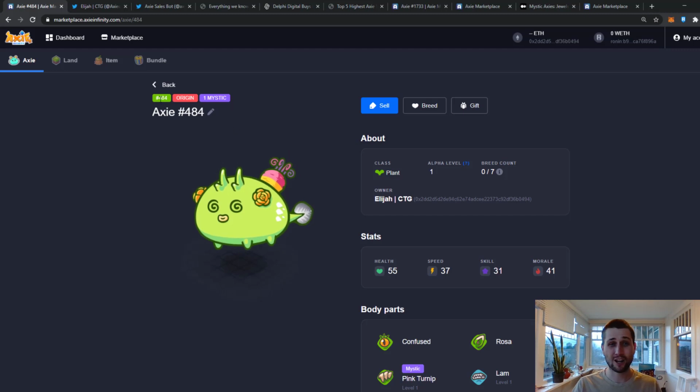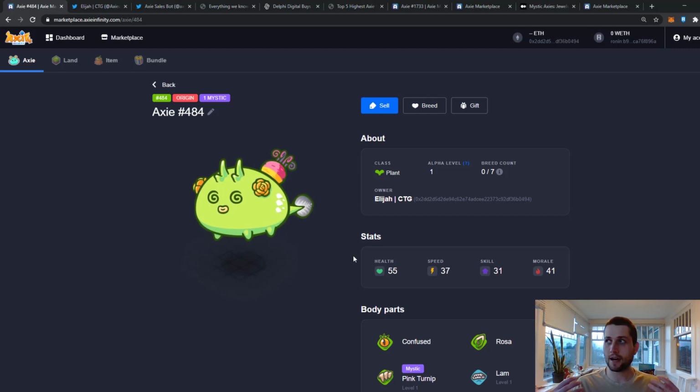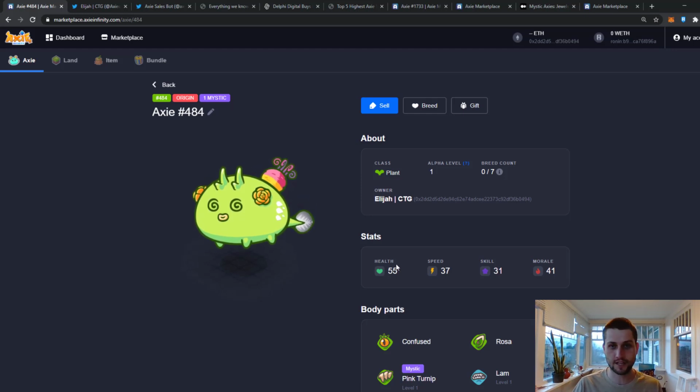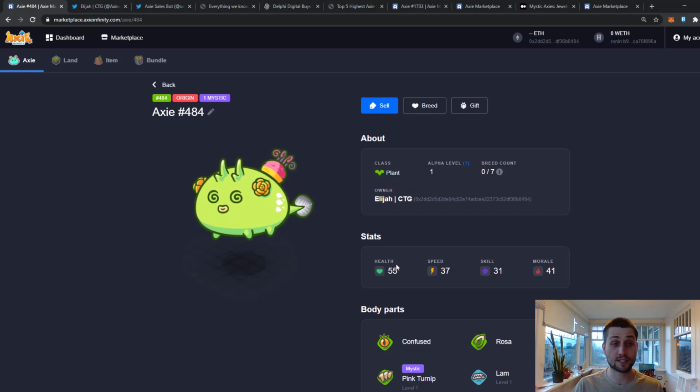0 out of 7 on the breed count. Super low ID. It's a top 500 Axie. I mean, it was perfect. It was destined. So anyway, my reasonings for it. Axie Infinity is such a special project, and I think that everyone who's in the community feels that way. The passion that you see within the community is incredible and inspiring, honestly.